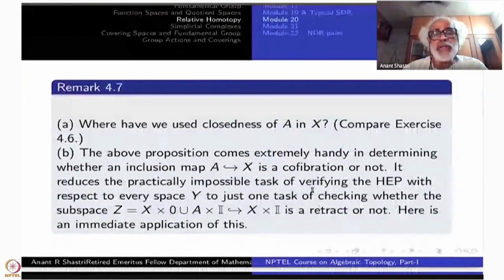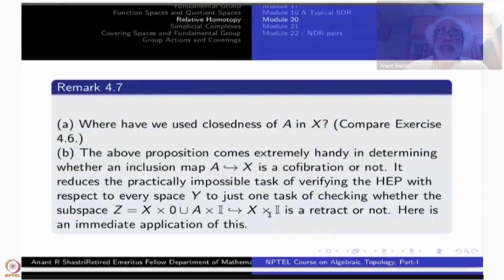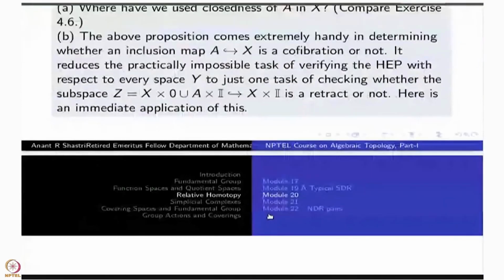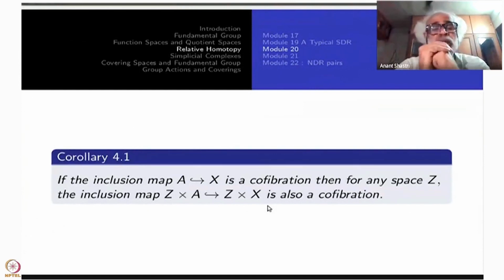So I have told you already that this proposition comes extremely handy in determining whether the inclusion map is a cofibration or not. It reduces the practically impossible task of verifying the homotopy extension property with respect to every space to just one task: checking whether the subspace X cross 0 union A cross I is a retract or not. So this itself has many applications. Let us take a look at some of these applications now.